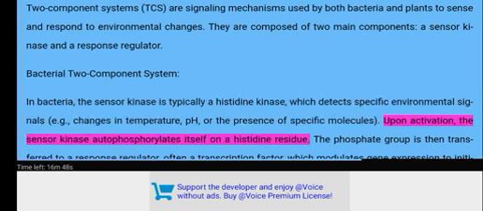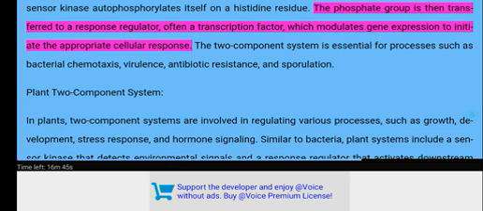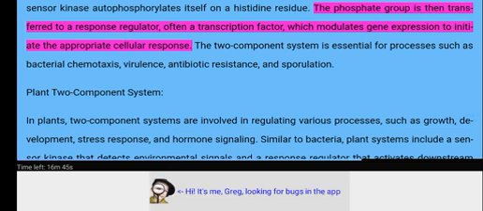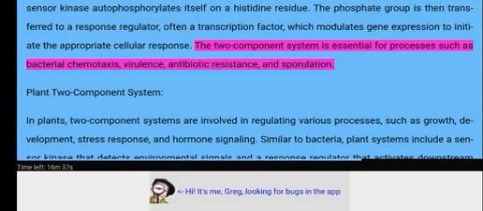Upon activation, the sensor kinase autophosphorylates itself on a histidine residue. The phosphate group is then transferred to a response regulator, often a transcription factor, which modulates gene expression to initiate the appropriate cellular response. The two-component system is essential for processes such as bacterial chemotaxis, virulence, antibiotic resistance, and sporulation.